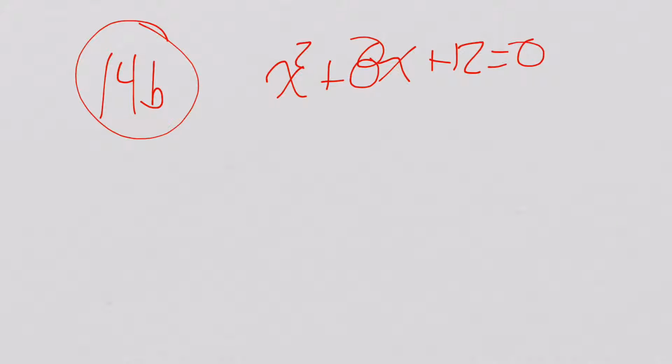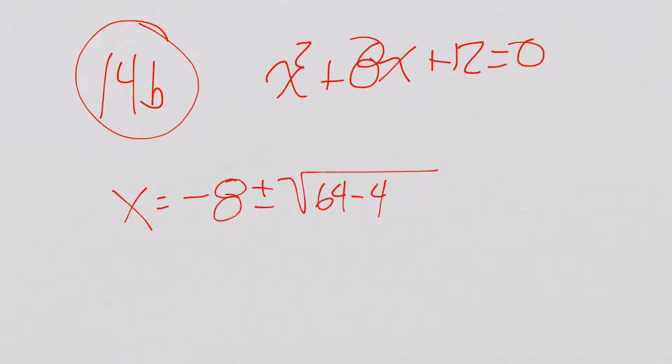Alright, let's crush a little more quad form. x equals negative b gives us negative 8 plus or minus the square root of b squared, which is 8 squared, 64, minus 4 times a times c, where a is 1 and c is 12, all over 2 times a, which is just 2 because a is 1.